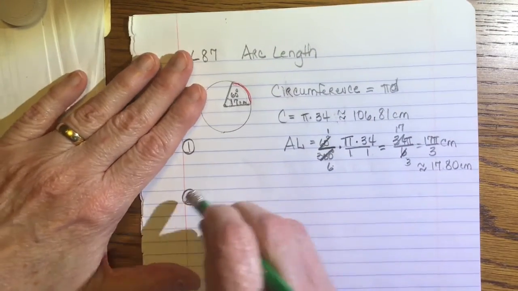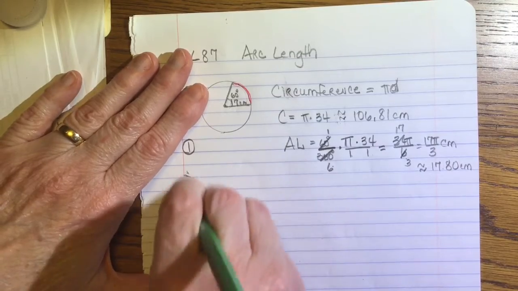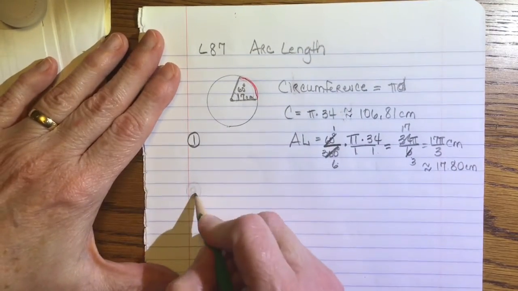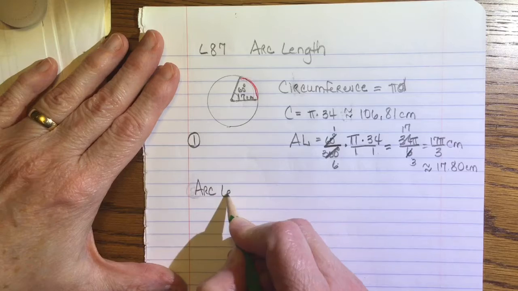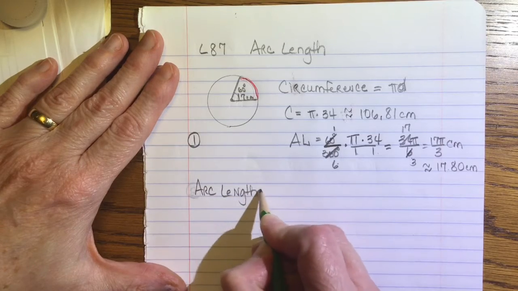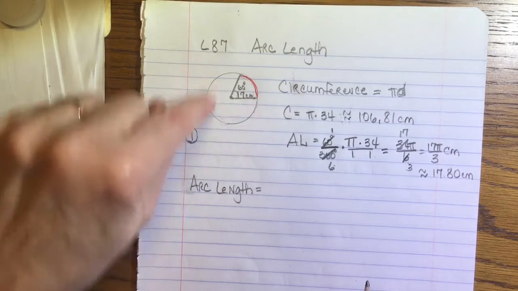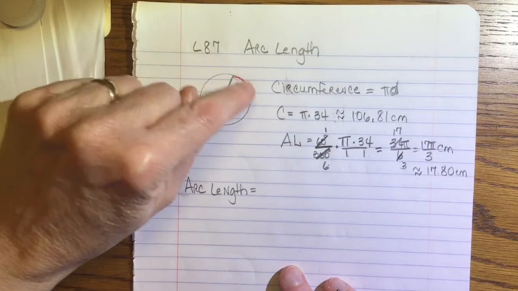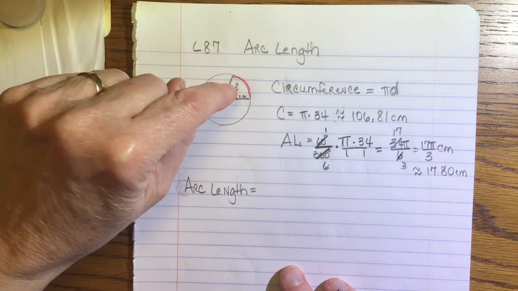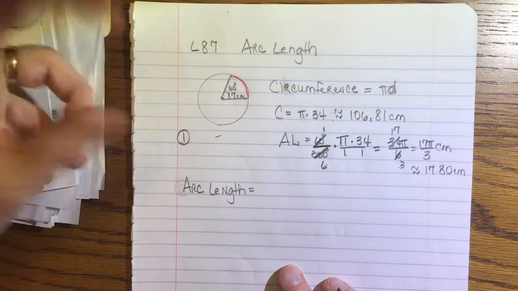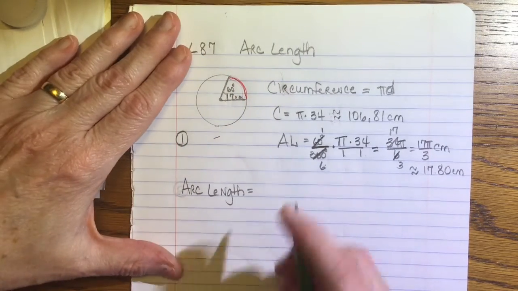Before I do that, let me give you pretty much what we're doing. The arc length, and the next lesson will be area. We'll do the same thing with area. We know how to find the area of the whole circle, but we're going to only find the area of like the piece of pie or the pizza, just that, and that's called a sector.